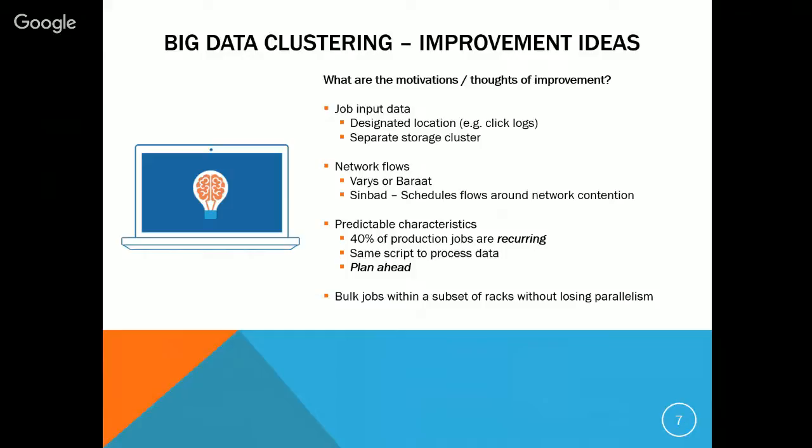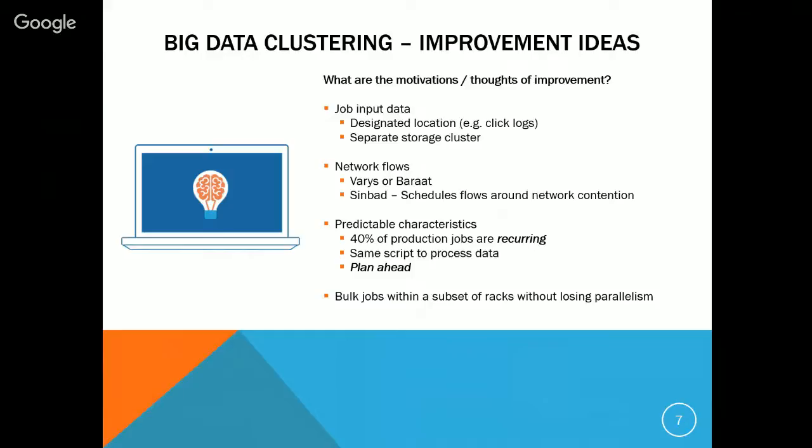So what does this mean? That no dynamic scheduling occurs. We have Sinbad, which is composed of scheduling flows around network contention. So what are some predictable characteristics? We have 40% of production jobs that are recurring, meaning that these jobs can be placed in the most efficient network localities. Recurring jobs in themselves usually have predefined submission times and predictable resource requirements.